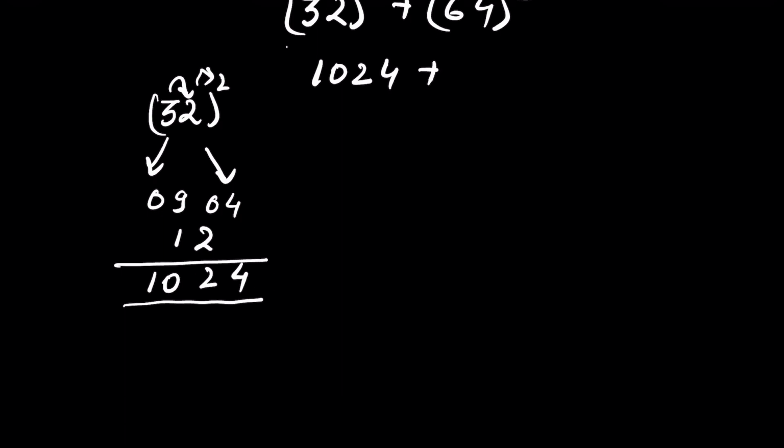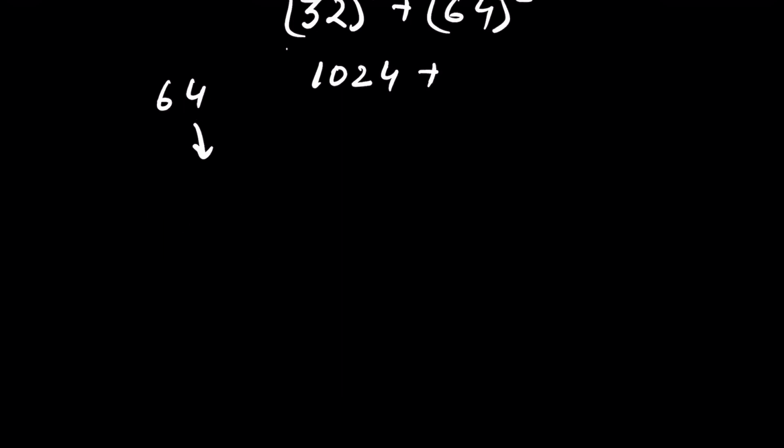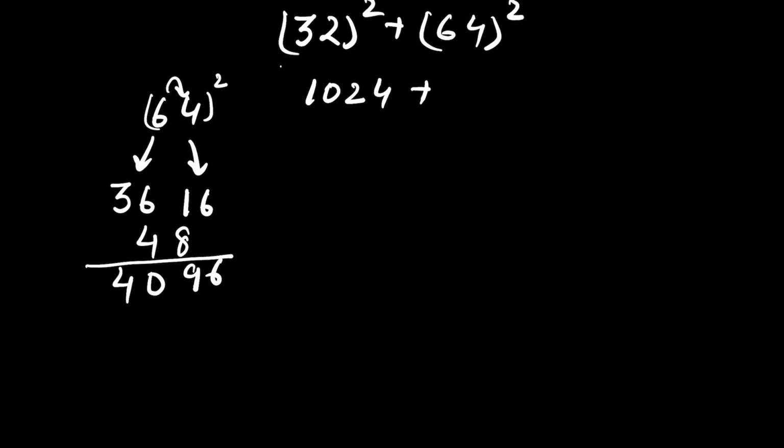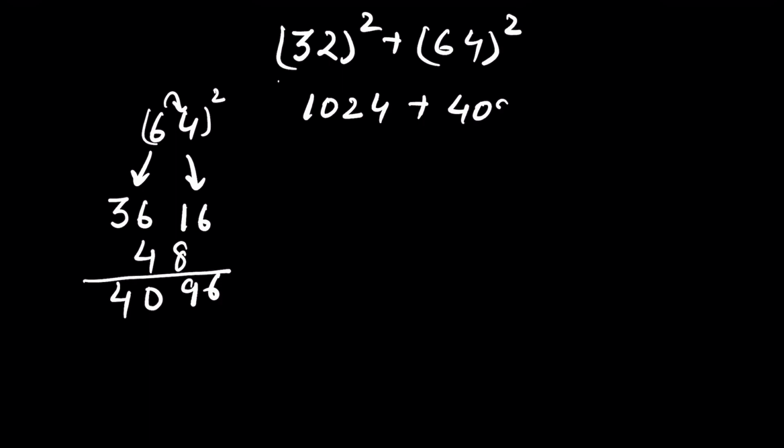Same way you can find the square of 64. So write square of 4 is 16 and square of 6 is 36. Since 16 is already a two digit number, there is no need to write 0. Now multiply the digits. 6 times 4 is 24 and 24 times 2 is 48. Add it, 4096. So square of 64 is 4096. Add these numbers. Here is your answer, 5120.